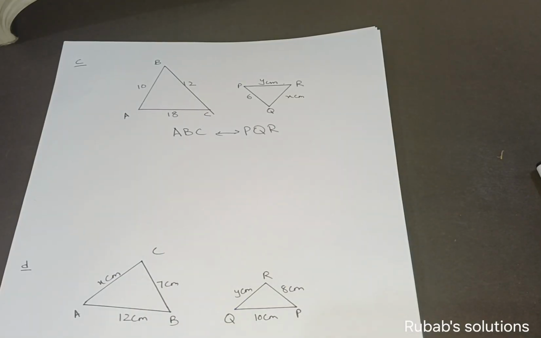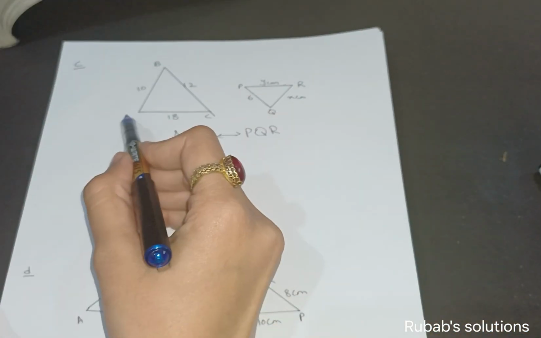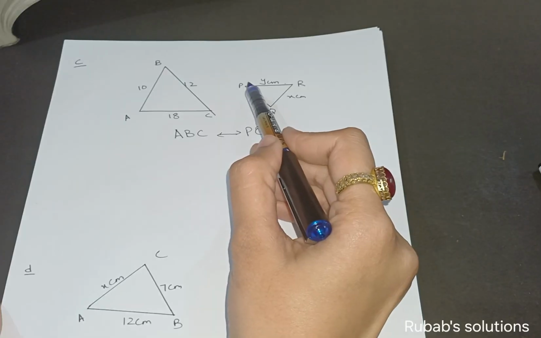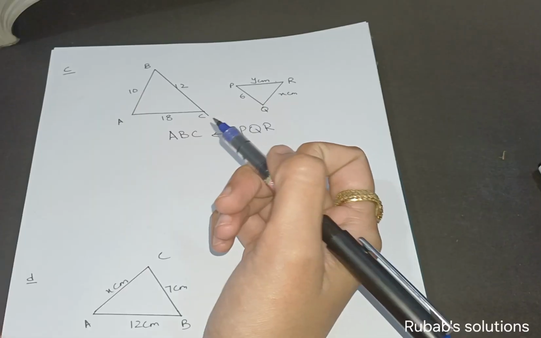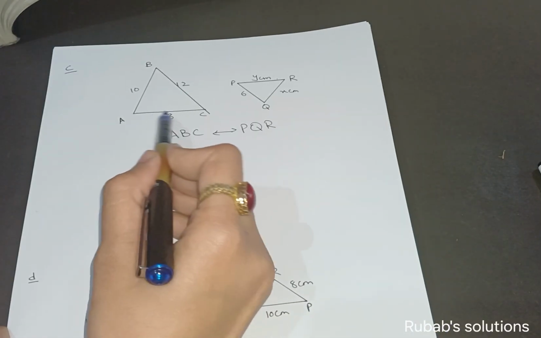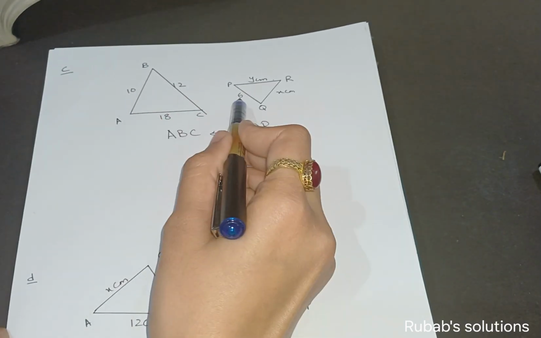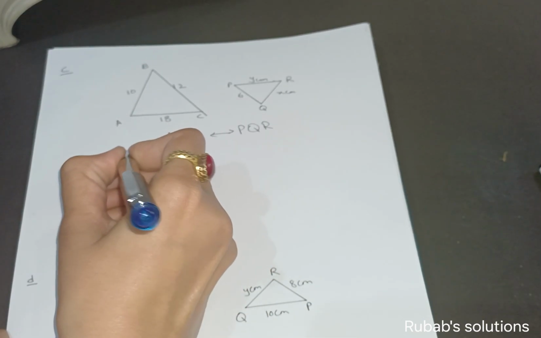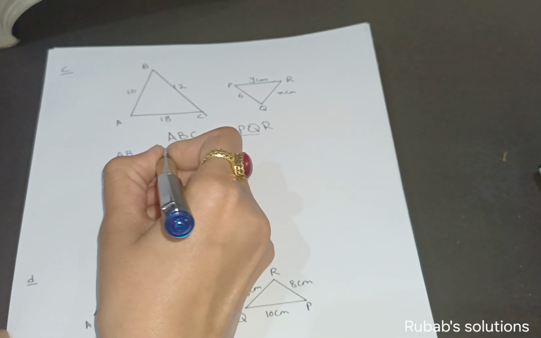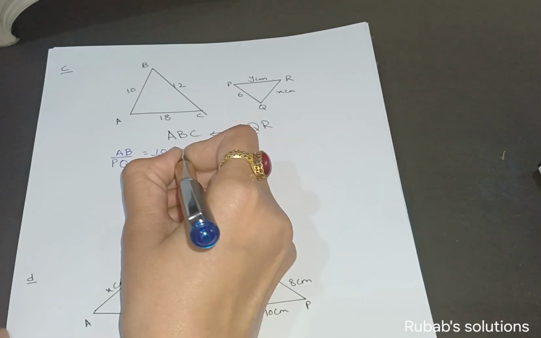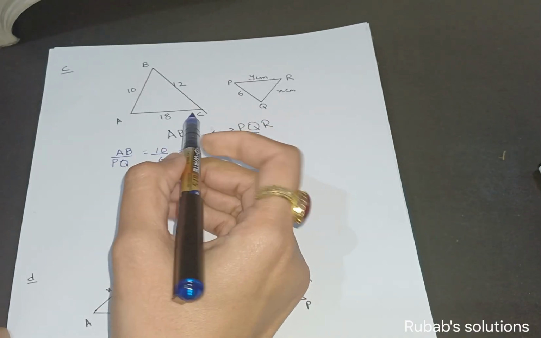Okay, in part C, we are given the sides, and on the other smaller triangle we have to find the missing side. On this side the bigger triangle ABC, and on the other side PQR. I told you, first of all, you have to find the scale factor or the ratio from the given corresponding two sides. AB and PQ are given, 10 and 6. AB divided by PQ is equal to 10 divided by 6, and the answer is 1.6. So this is our scale factor or the common ratio.